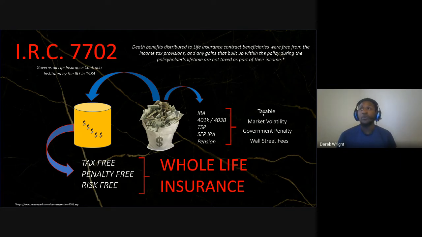Now, the reason why this money is tax free inside of a cash value policy is because of the rule you see there, IRC 7702. Essentially, what that means is that any type of money that's inside the policy is going to be tax free, and the money that goes to your family, should anything happen to you, is tax free as well.